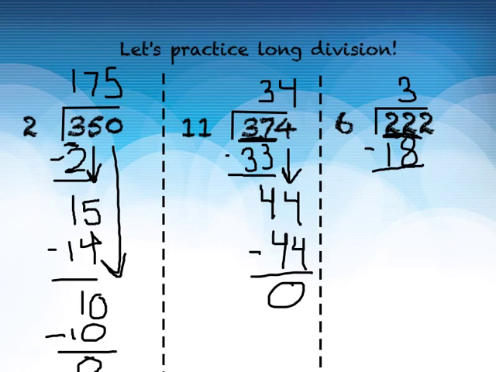And I subtract 18 from 22. I can't do 2 minus 8, so I'll have to borrow from here. 12 minus 8 is 4, and I bring down this 2. 1 minus 1 was 0. 6 into 42. Well, I know 6 times 9 would be too big. 6 times 8 would be too big. 6 times 7 is 35.